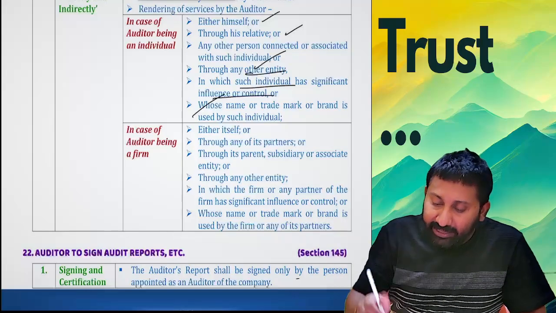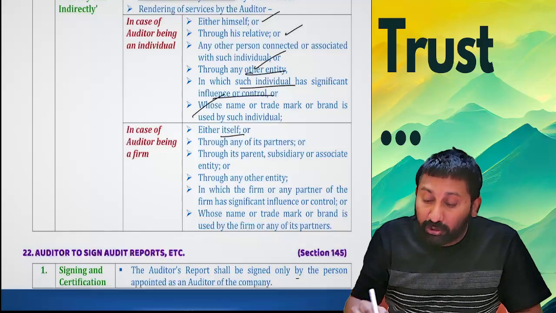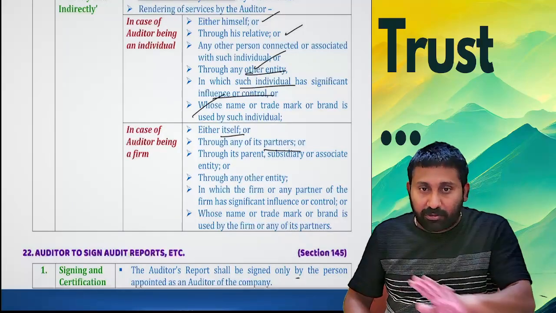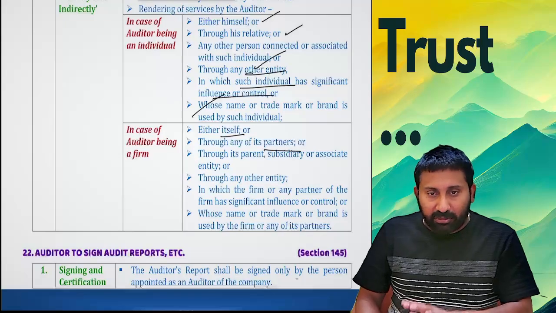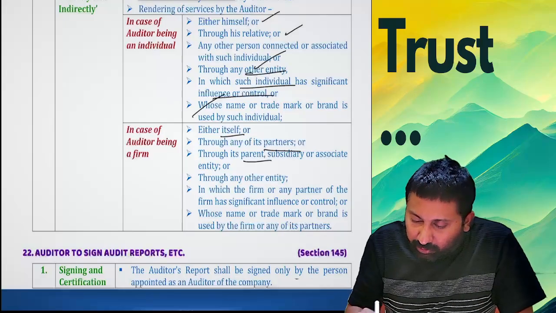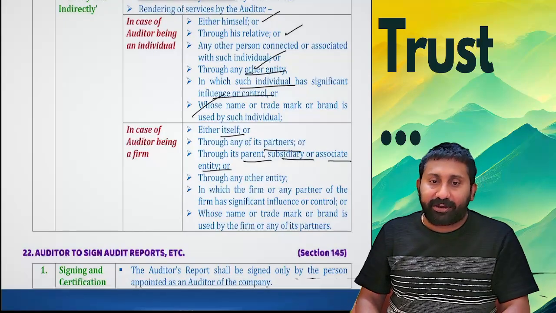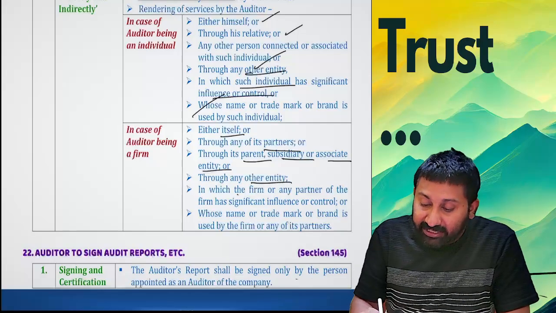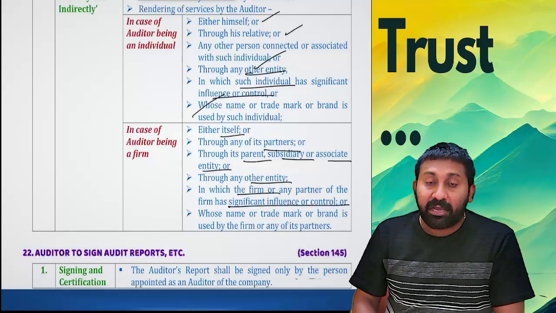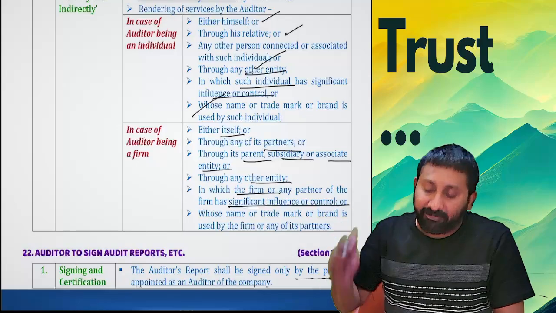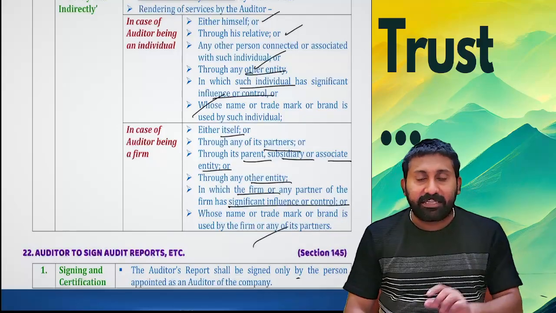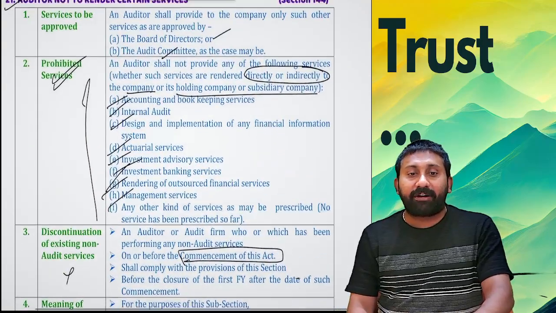Okay, either by itself or through its partners. If the firm is prohibited, what can partners do? Partners also cannot do. Or through its parent, subsidiary or associate entity. Next, or through any other entity in which such a firm has significant influence, or any brand name owned by that firm, or used by that firm or by its partners. These all things should not provide these services.